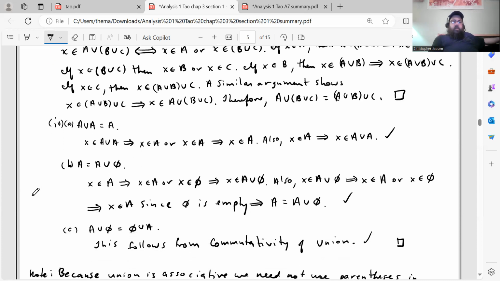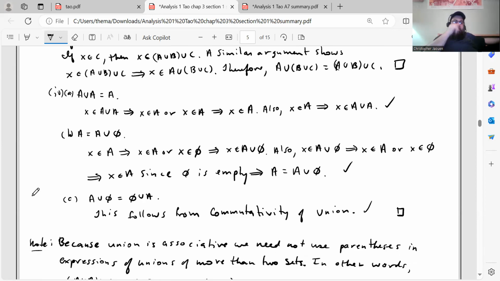All right, property 4. There are actually a few equalities that he asks us to prove. Part A says A union A is equal to A. So here's my proof. X is an element of A union A implies that X is an element of A, or X is an element of A, which means that X is an element of A. Also, X is an element of A implies that X is an element of A union A, so that shows that the two sets are equal. Similar kinds of things work for the other ones too.